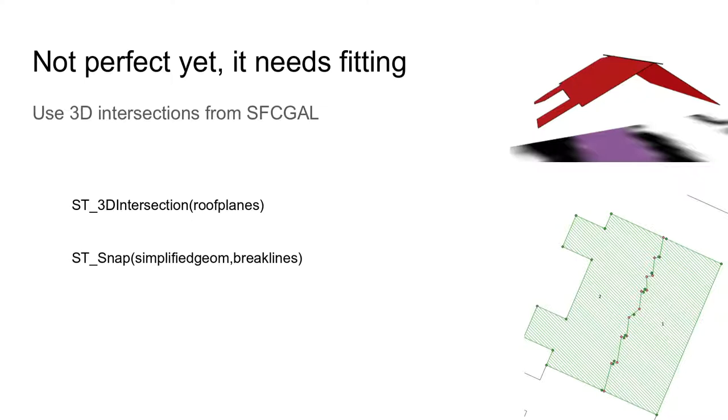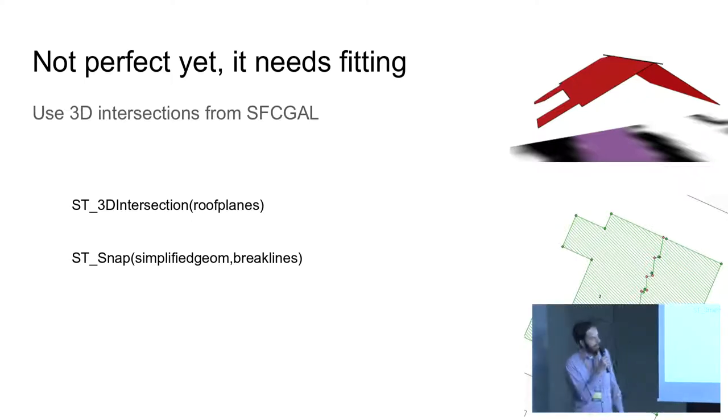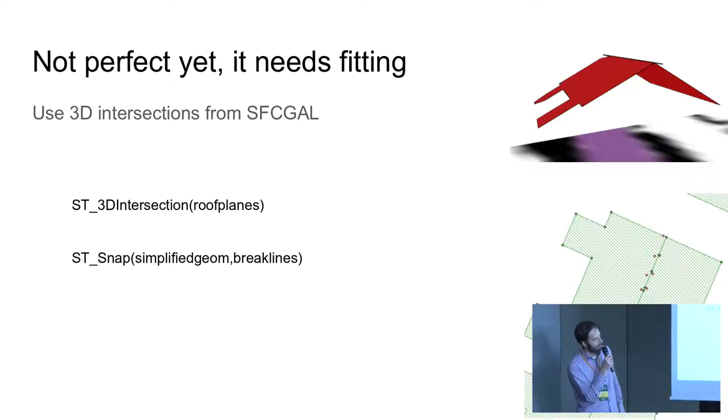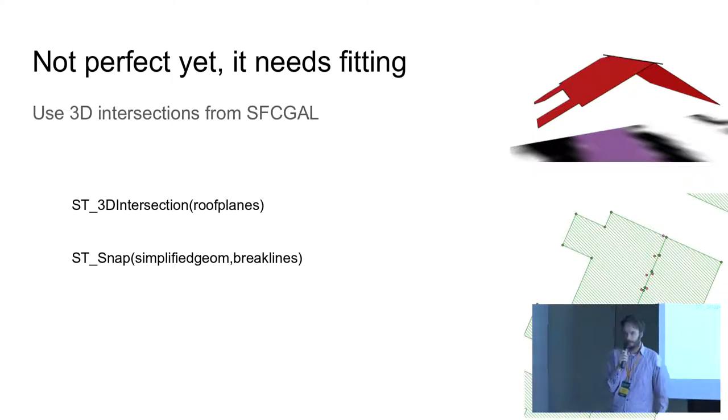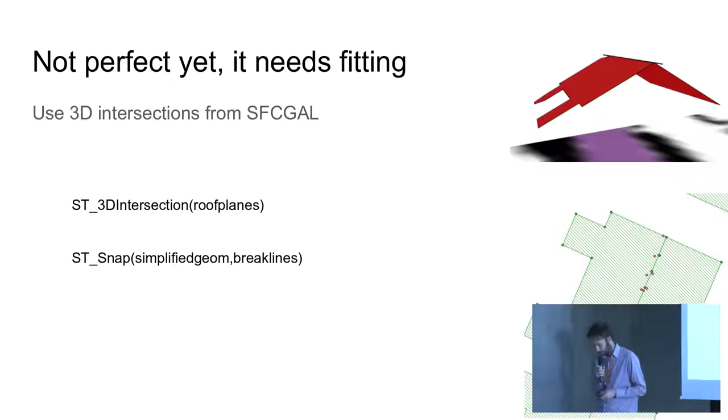These are the vertices we found on the roof. We snap them to a center line. And you get to a shape that looks like a very regular roof.